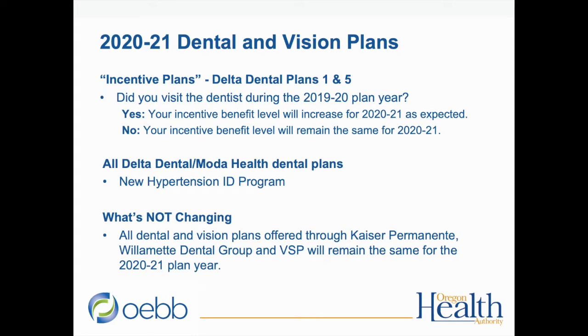Moving on to the dental and vision plans, it's important to note that Delta Dental's incentive plans 1 and 5 will not reduce anyone's incentive level for the upcoming plan year. Due to the stay-at-home order, a lot of people had to postpone their preventive dental visits. So if you did get to the dentist this year, your incentive level will still increase as expected, but if you didn't, you won't be penalized. Your incentive level will just remain the same for the upcoming year.